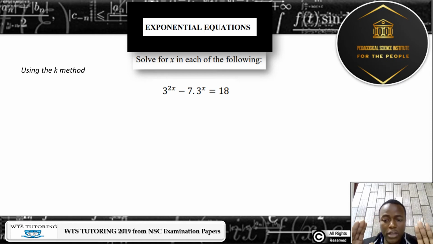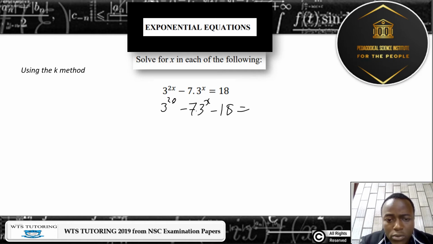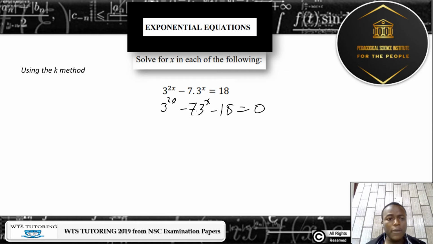We know we're going to use the K method. That's how you see it. So let's quickly take that 18 to that side because it will disturb us. Let's take 18 to that side quickly so that we may have something proper here on our side. So take 18, we transpose it, there is nothing that side left. Okay, now let me just write this properly. Let me just write 2x.